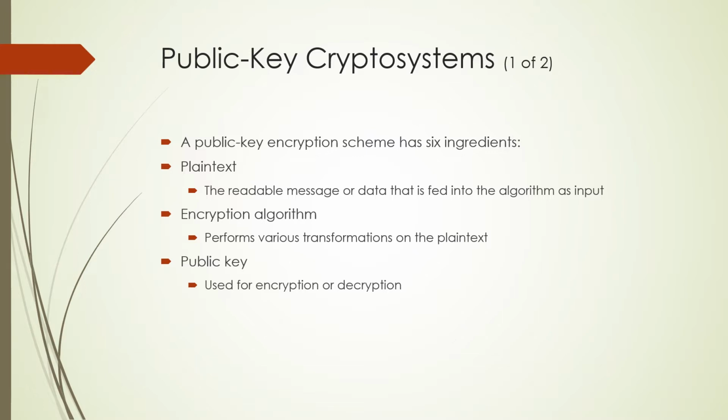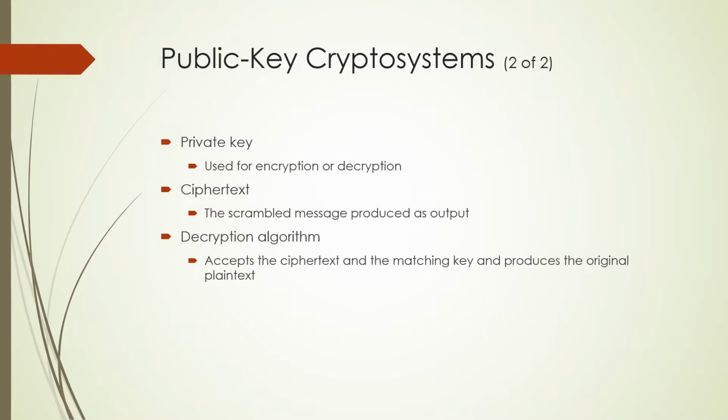Another term here is the public key, which is used for encryption or decryption. Another term is private key, which is used for encryption or decryption. And the difference between private key and public key, as the name can tell, is that private key is assumed to be private, but public key is basically shared information for the public to see. And I'll talk more about this later.